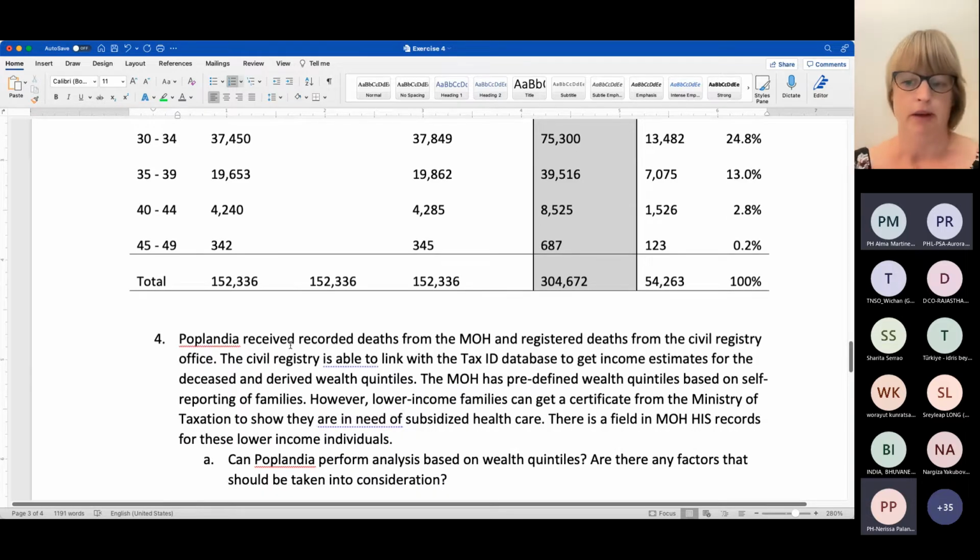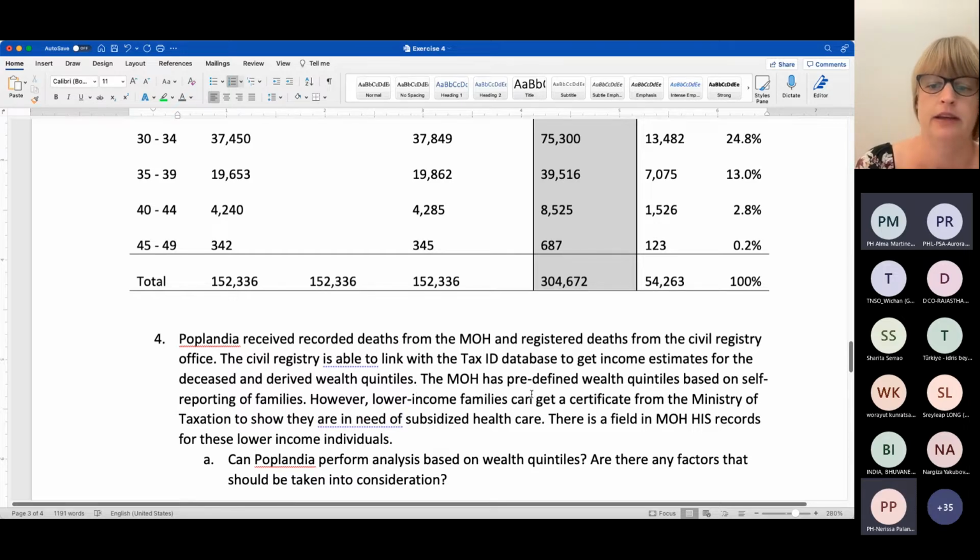And this is thinking about income and wealth quintiles. So Poplandia received recorded deaths from the Ministry of Health and registered deaths from the Civil Registry Office. The Civil Registry is able to link with the tax ID database to get income estimates for the deceased, and from that they can derive wealth quintiles. The Ministry of Health has predefined wealth quintiles based on self-reporting of families. So that means that perhaps when they come in and they make a medical record, the Ministry of Health asks the person, what is your income or what's your income range? And the person checks a box or writes it down.